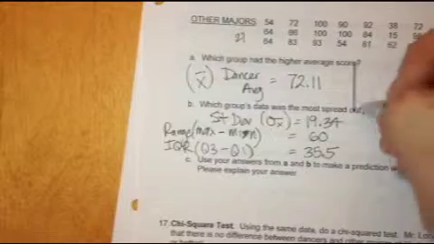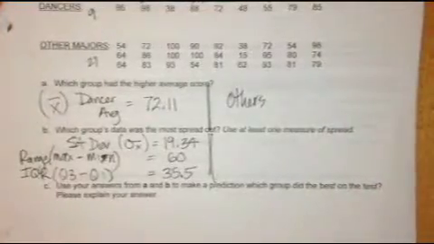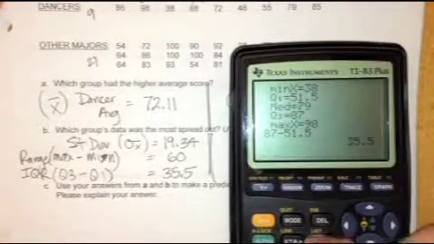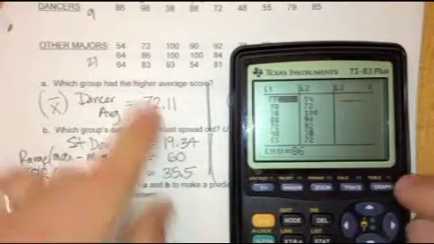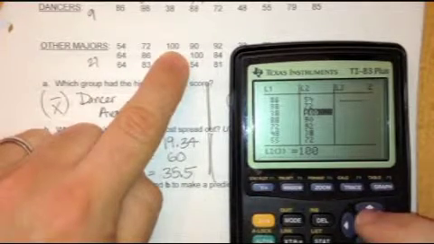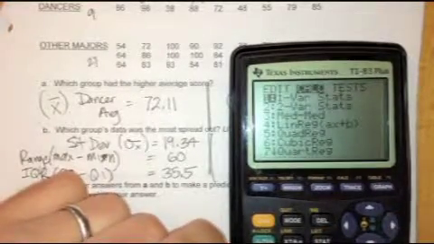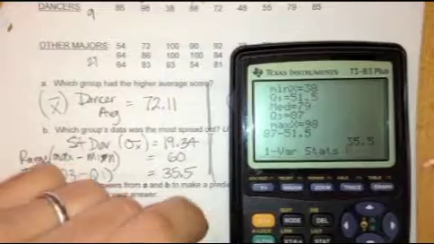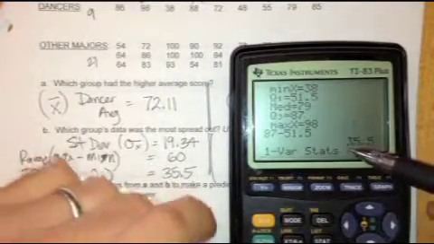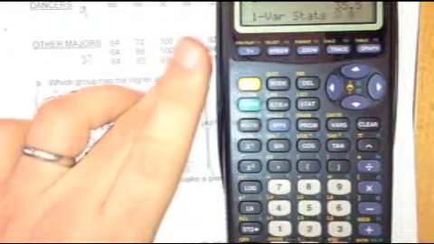Let's do the same for the others. Now the others I've already entered in L2, so I do stat, edit, and you can see my numbers are there in L2, 54, 72, 100. Okay, so now I'm going to do the same thing that I just did. I'm going to press stat again, go over to calc, one variable statistics, but this time before I hit enter I want to tell it to use list 2, and so I'm going to press the second button and go down and find the yellow L2 right above the 2 button. So I press that and then press enter.